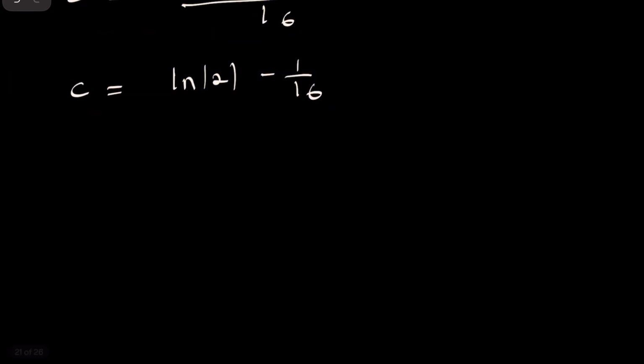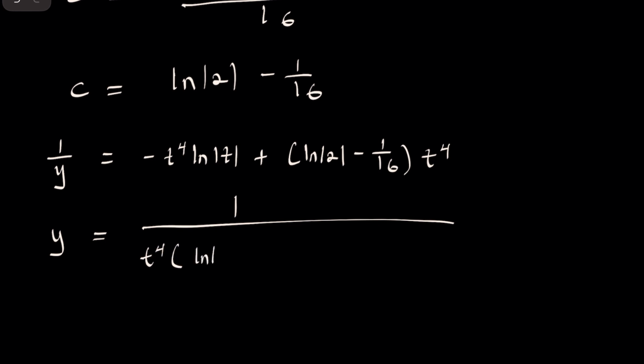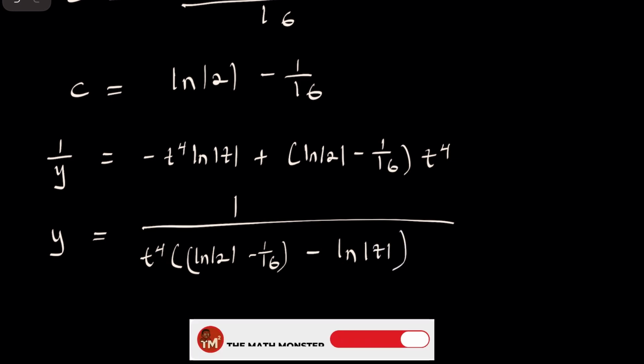Thus, our particular solution is giving us 1 on y is equal to minus t exponent 4 ln of the absolute value of t plus c, which is now ln of 2 minus 1 on 16, t exponent 4. And so y is giving us 1 divided by, so we factor t exponent 4 out, so that's going to give us ln of 2 minus 1 on 16, then minus ln of t. And so this is our particular solution.